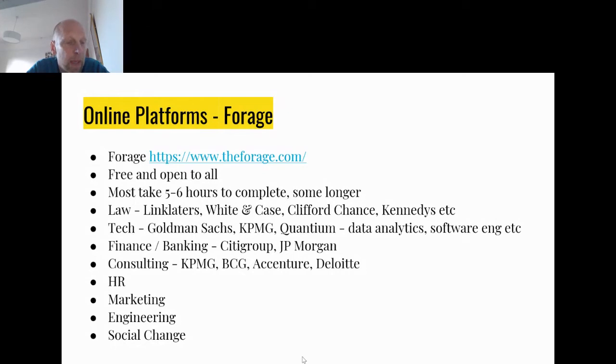And then there's also roles on there currently for things like HR, digital marketing, engineering, and there's also things that are more broadly around social change. So they have a real variety of opportunities on that platform, and there's no obvious drawback because it is free and accessible to all. Again, could you move to the next slide, please, Laura?